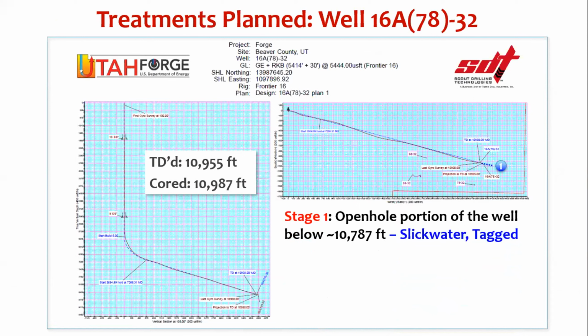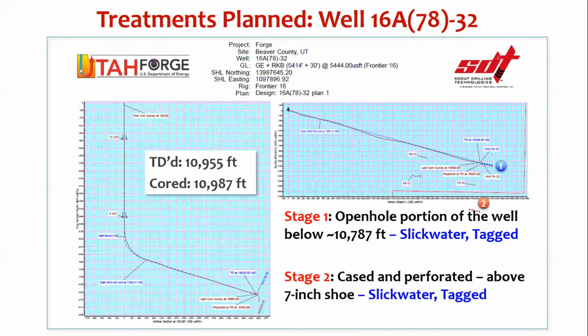The first stage was pumped in a 200-foot long open hole section, and this was slick water. As you gathered from the previous discussion with Rob, there were tracers pumped. A unique organic tracer was pumped in each stage of the treatment. So the first treatment was slick water at rates up to 50 barrels a minute.